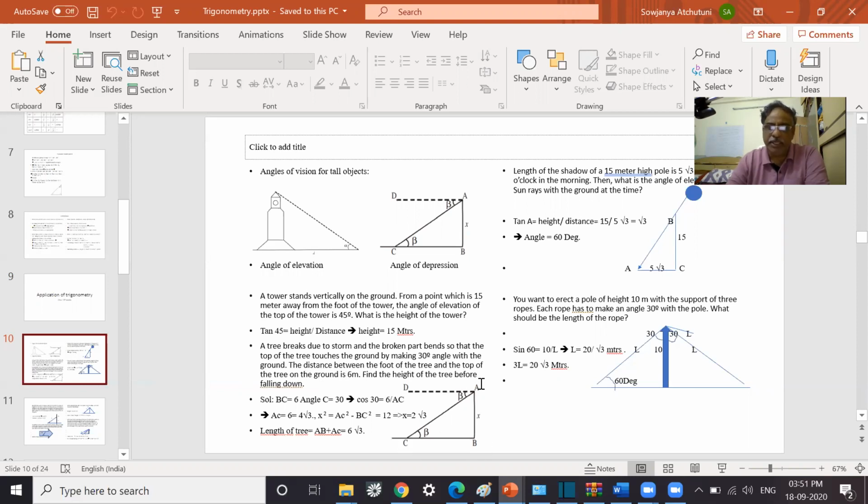What is the height of the tree? AB plus AC is the height of the tree. What is AB? Tan 30 is equal to x by 6. Tan 30 is nothing but 1 by root 3. This height we do not know, we only know this 6. So tan 30 is equal to x by 6.